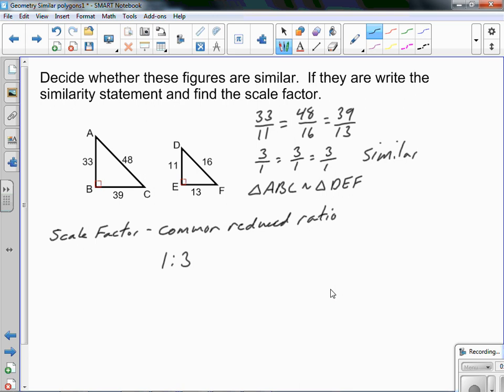In rare instances, you might have a problem that asks for you to give the scale factor large to small, but in most cases, it'll be small to large. So that scale factor of 1 to 3, what that's telling us is that for every 1 unit in the small triangle, we have 3 units in the big triangle. Or if you look at it in the opposite way, the big triangle sides are 3 times as large as the little triangle's.